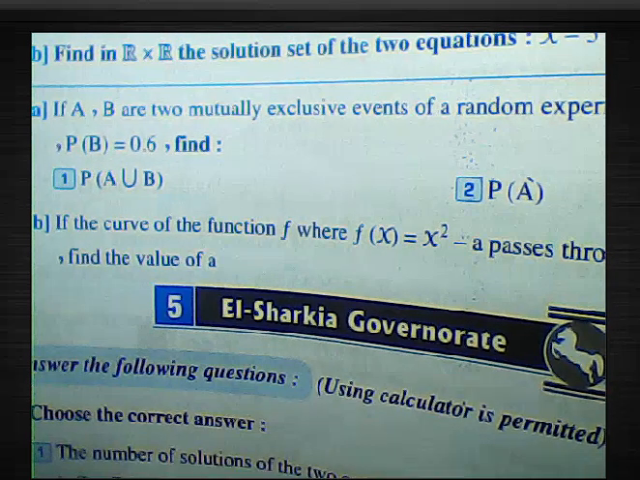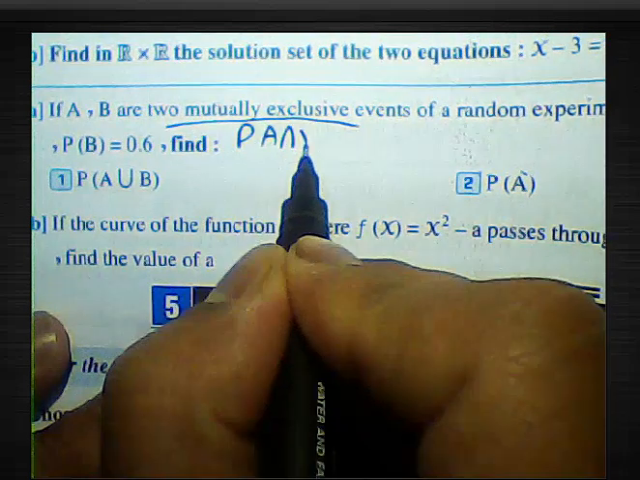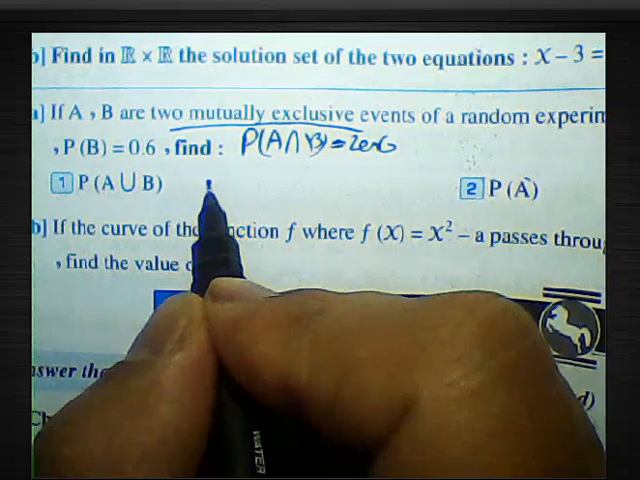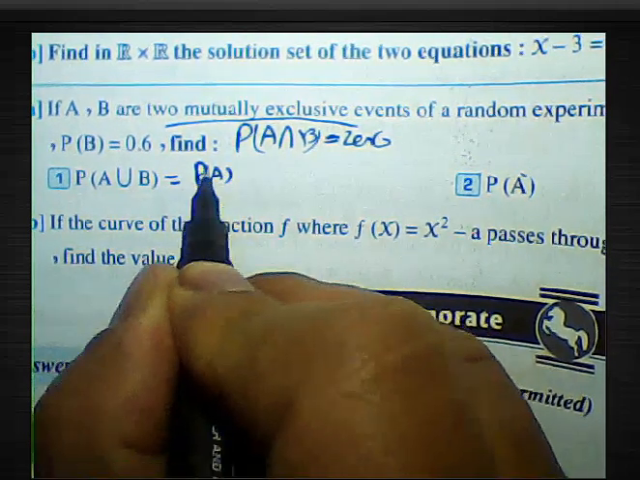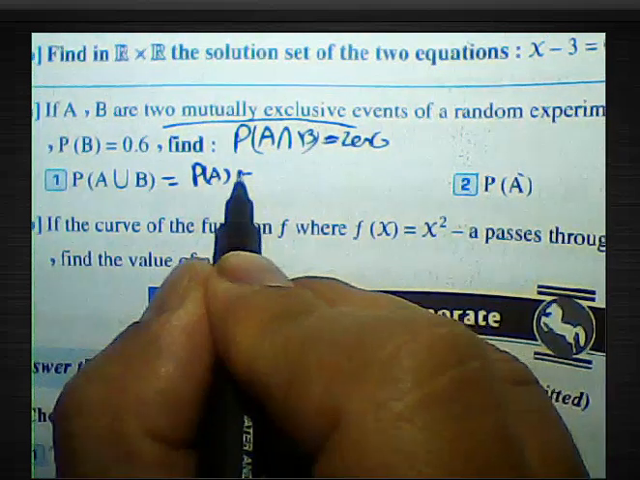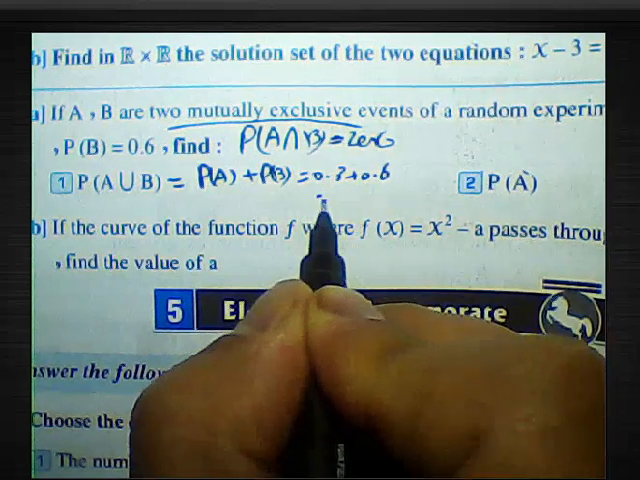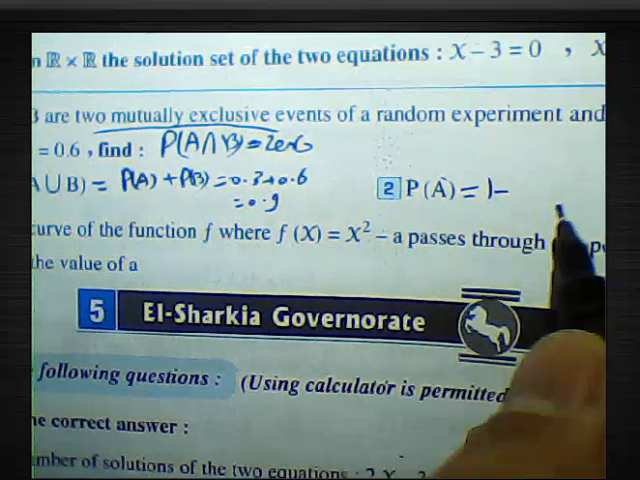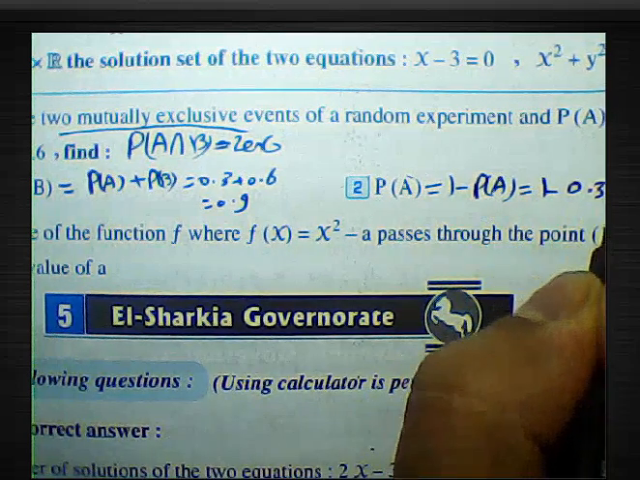Okay, to find the probability of A union B, what does it mean? Two mutually exclusive events means probability of A intersection B equals 0, because we have two mutually exclusive events. So probability of A union B equals probability of A plus probability of B. We can add them: 0.3 plus 0.6 equals 0.9. Probability of the complement of A means 1 subtract probability of A. It will be 1 subtract 0.3 equals 0.7.